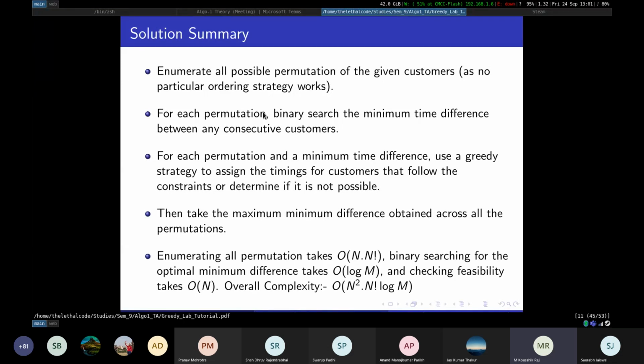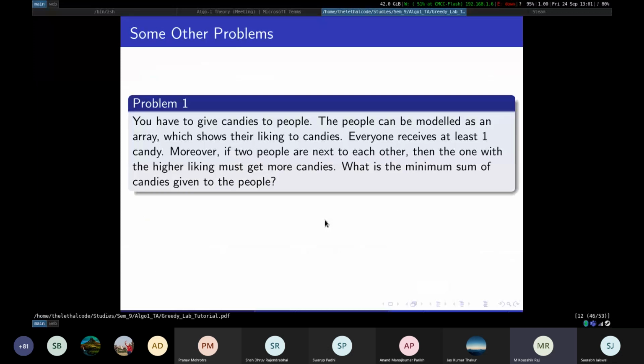Talking about the complexity, enumerating all permutations takes n into n factorial, and binary searching for the optimal minimum difference will be O of log m, and each feasibility check takes O of n. So the basic complexity will be O of n square n factorial log m. And since n is quite small, N is less than 8 only, right? So it can work in all missions pretty fast within 1 or 2 seconds.